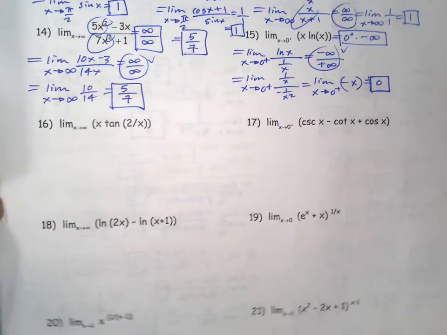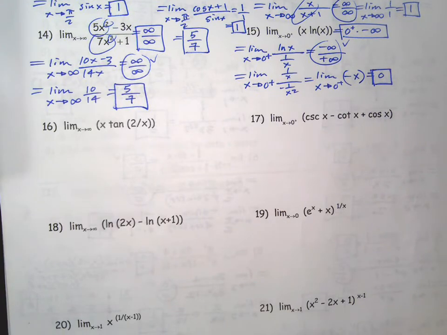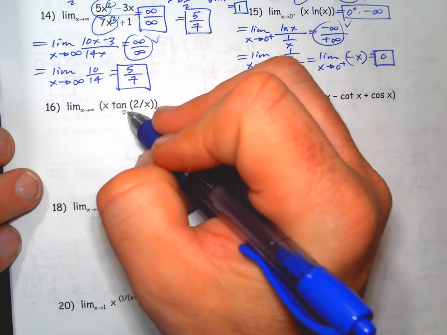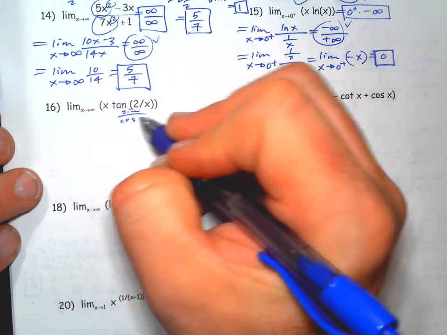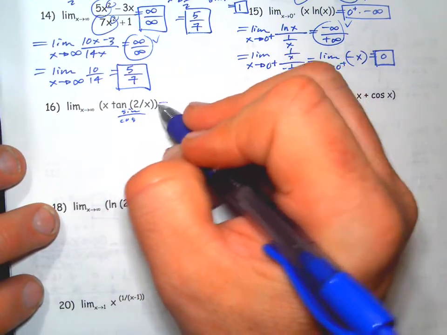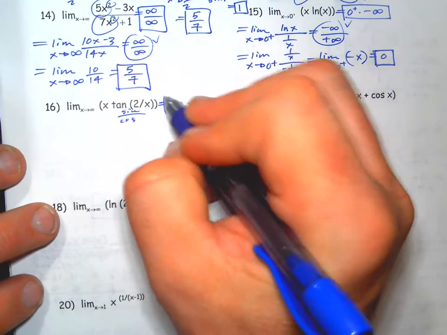Okay, all right. Next one. Tangent is sine over cosine, right? And it's going to 0. So sine is 0 over cosine is 0, which is 0. So it's going to be infinity times 0.